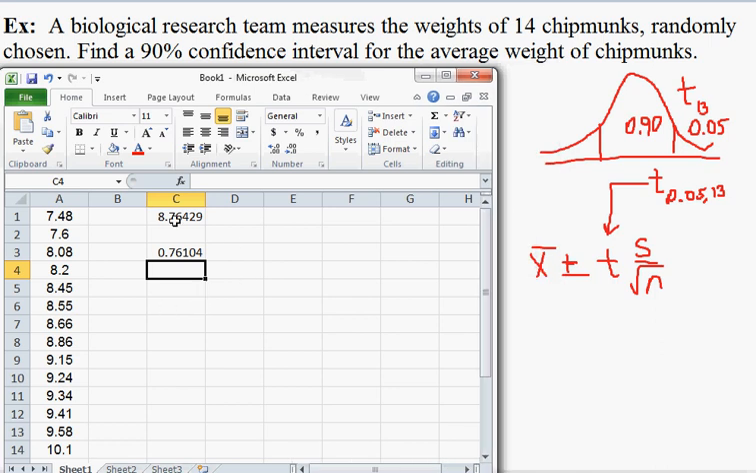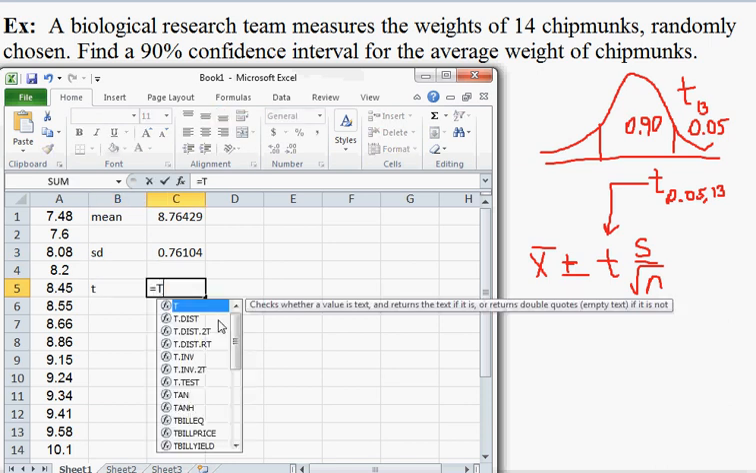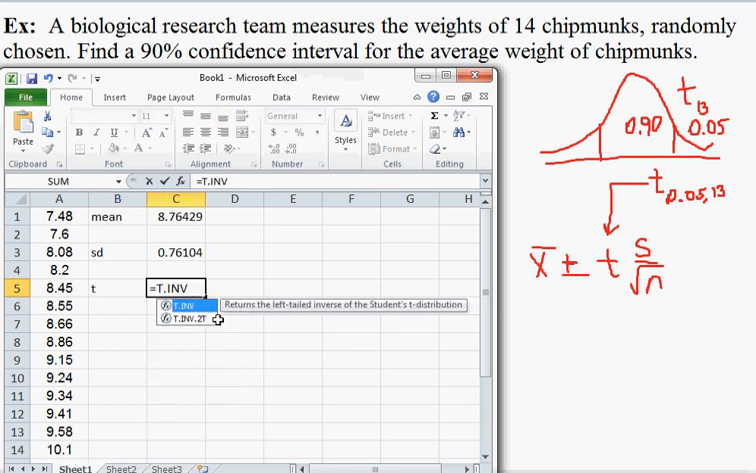the x bar is right here, 8.764. T is here, and so the standard deviation is here. The t-distribution, so let me start marking this, that's x bar, so that's the mean, that's the standard deviation. T is going to be equal to T.INV, and I type in 0.95, 13, using Microsoft Excel. I believe the command is invT on the TI-84 calculators and up.